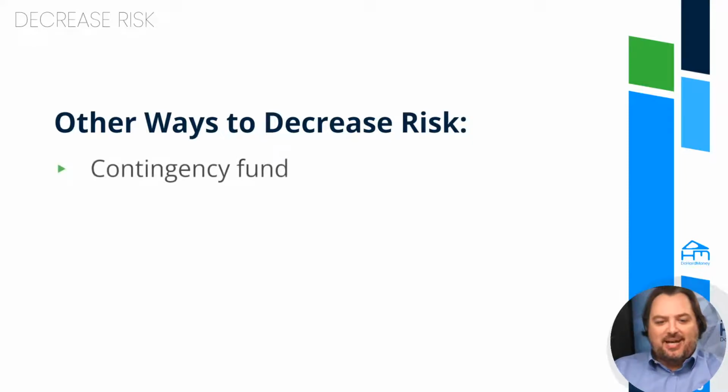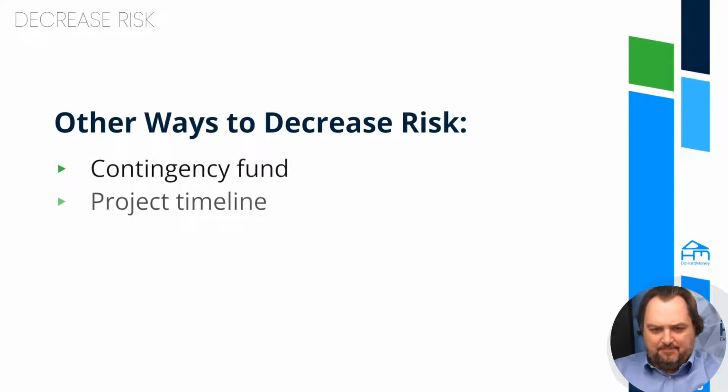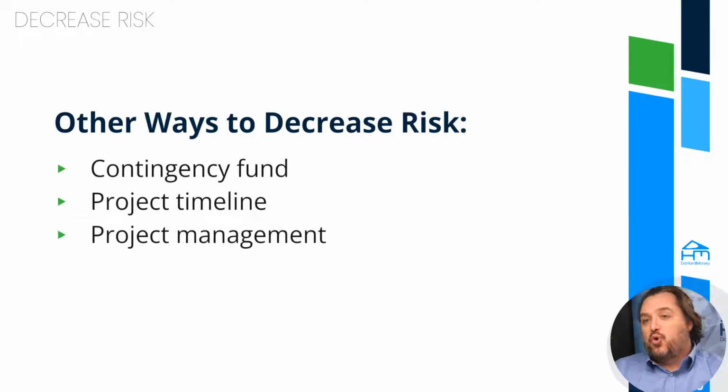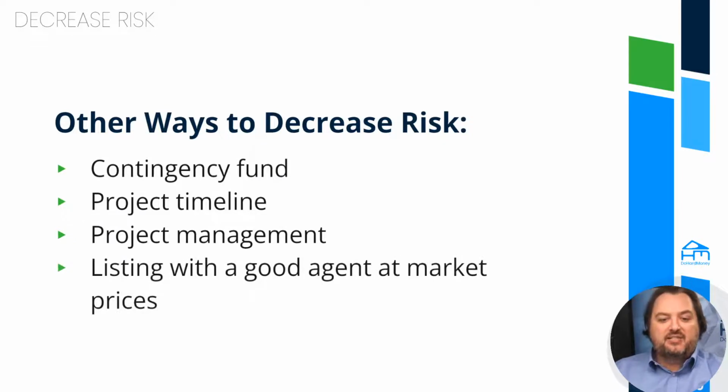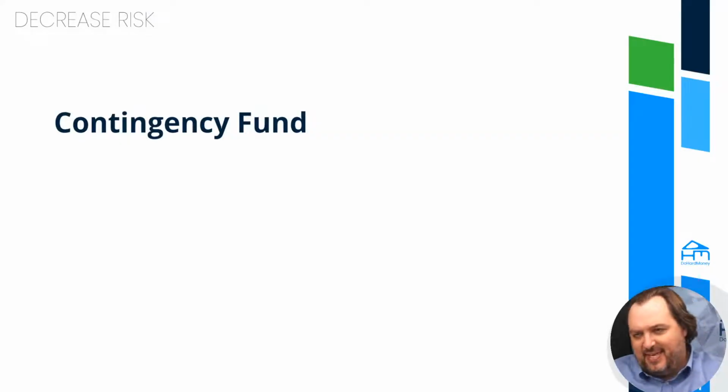A couple other ways to talk about decreasing your risk. One of them is a contingency fund. Another one is our project timeline and also project management. So we're going to talk about these. And lastly is listing with a good agent. That's going to be number 7. Don't worry, we'll go through and recap these at the end.